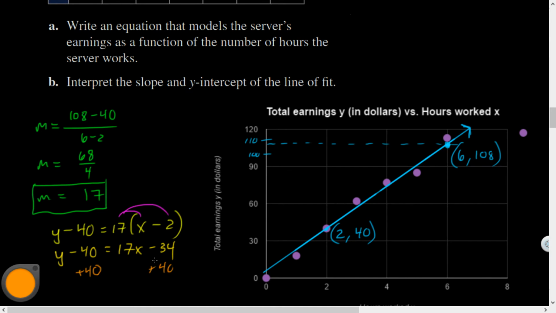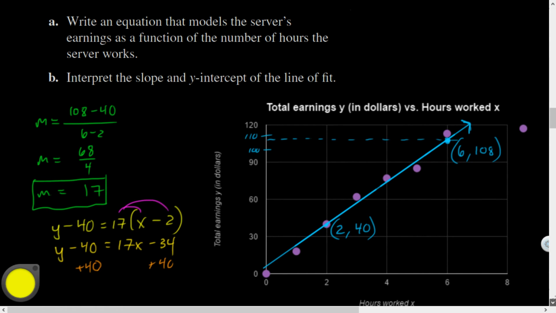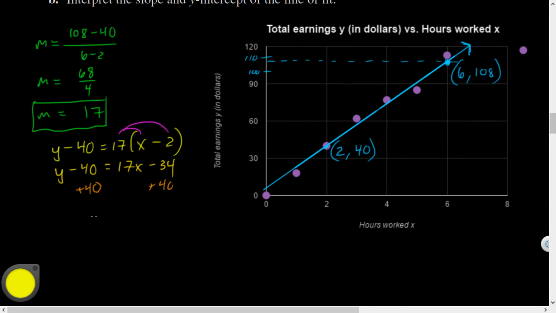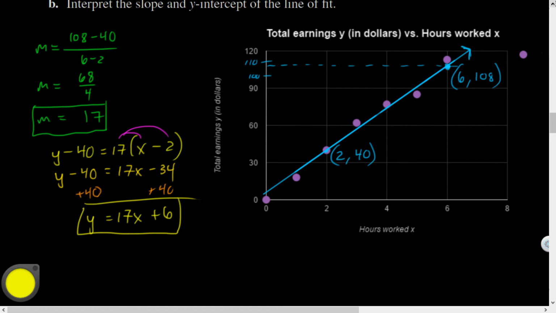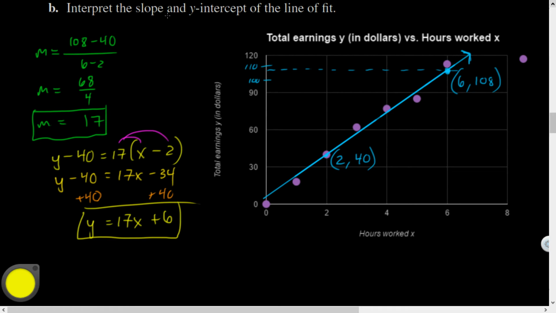Y equals 17x plus 6 is my equation. Now they asked me a question. They said, B, interpret the slope and the y-intercept of the line of fit.